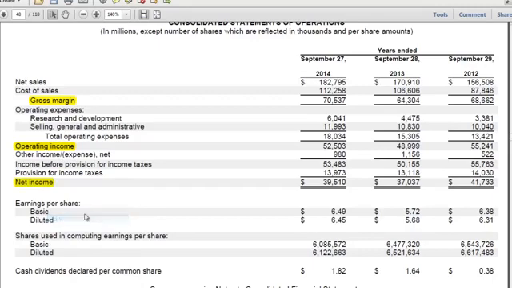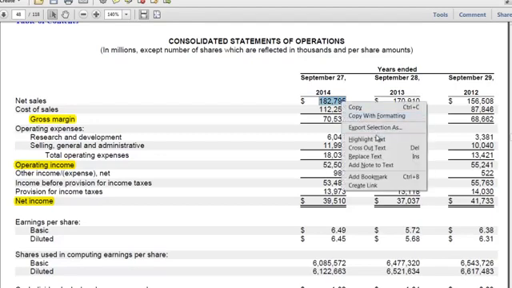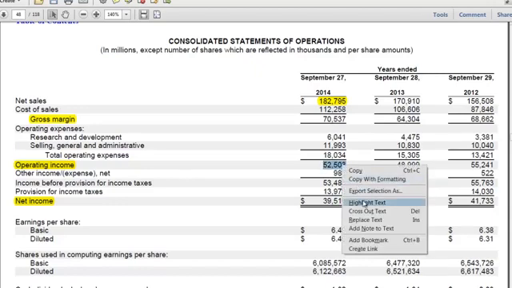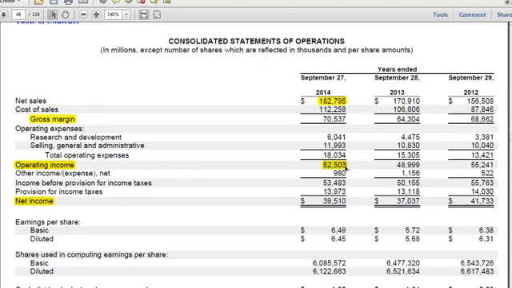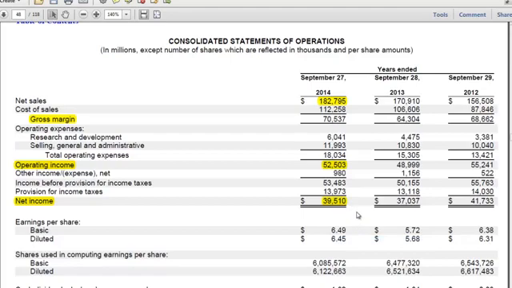So this is the layout of the income statement for Apple, and you can see that it is in millions. So for the year ending in September 27, 2014, Apple had sales of $182,795,000,000. This is their cost of goods sold. Here's their operating income, $52,503,000,000, and their net income was $39,510,000,000. So that's their income statement.